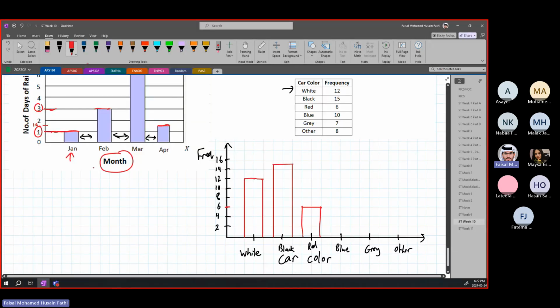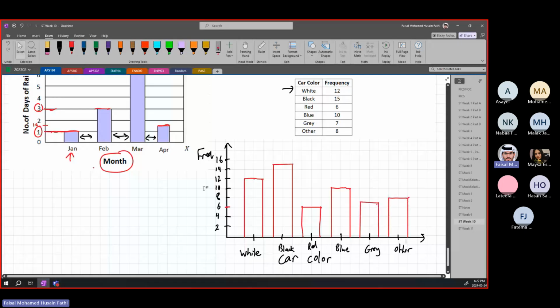For blue, it is 10. You're going to go to your 10 value for frequency, and this is going to be the bar for blue. And then for gray, it is 7. It's between 6 and 8, so it's roughly somewhere around here. This is your gray. And others is 8, which is over here. So this is how you will draw your bar graph.